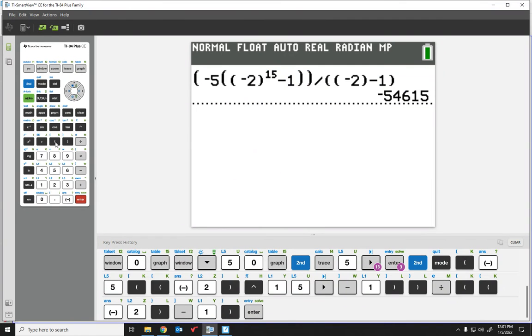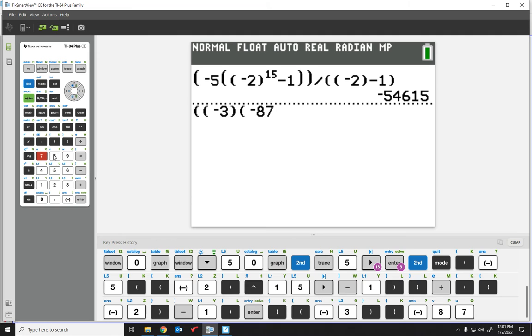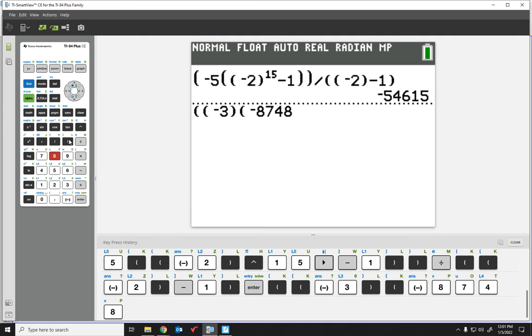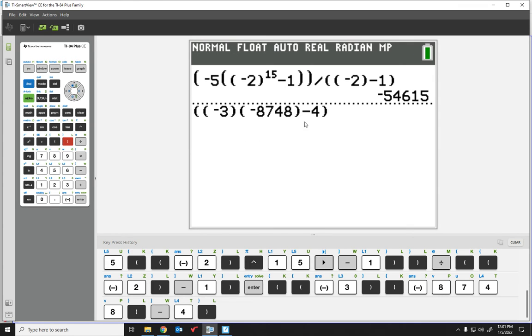So here's one bracket to open up the entire numerator, another bracket to sub in the negative 3, the common ratio, and then multiply by another bracket to sub in the value of the last term in the series. And then we're going to subtract 4. Okay, close the bracket off. So this is going to close the numerator off.